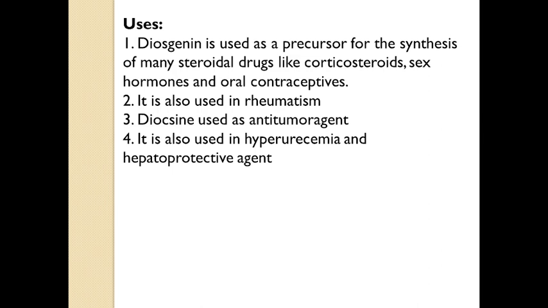How will it facilitate urate clearance? It will suppress the urate transport. Due to suppression of urate transport, it will lower the uric acid concentration in the blood, and it will increase the excretion of uric acid through urine, and thus it will be used in treatment of hyperuricemia. Next one is hepatoprotective agent. It is used as, or acts as, a hepatoprotective agent.